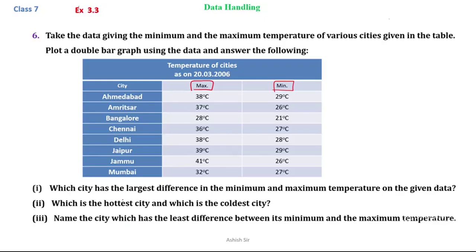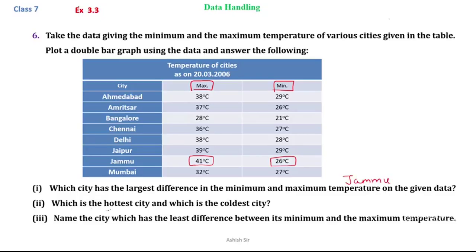So then we can show which city has the largest difference in minimum and maximum temperature. So for maximum temperature, if we see, we have Jammu having 41 degrees Celsius and minimum is 26 degrees Celsius. So the largest difference we find is in Jammu.